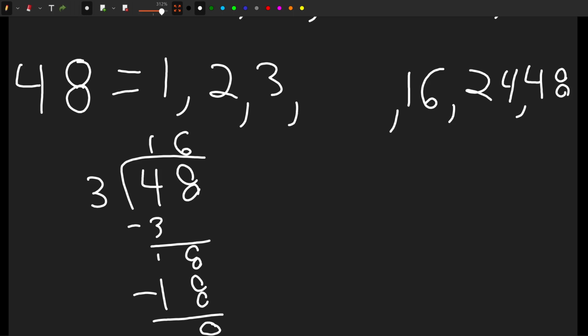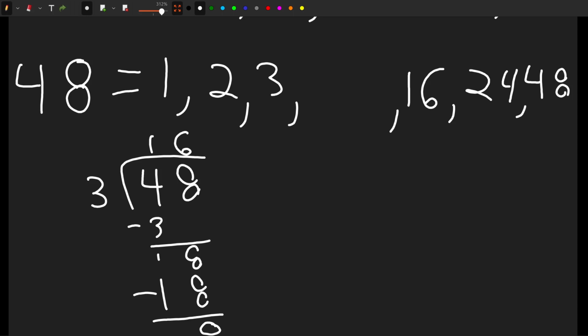Is it divisible by 5, though? Well, if we know a factoring trick, any number that ends in a 0 or a 5 is divisible by 5. 48 clearly does not end in a 5. Sorry, it does not end in a 0 or 5, so it's not divisible by 5.